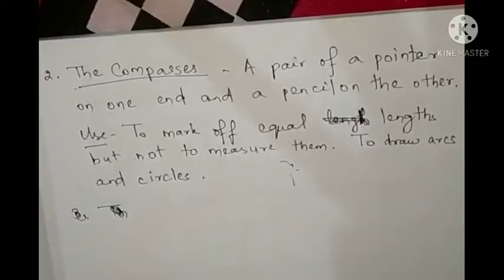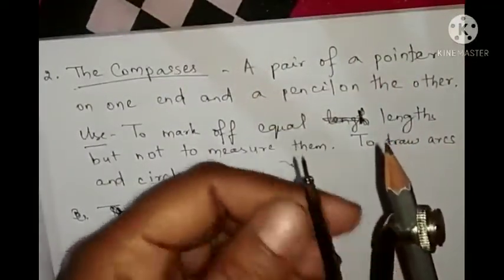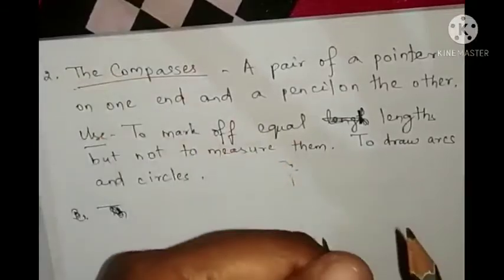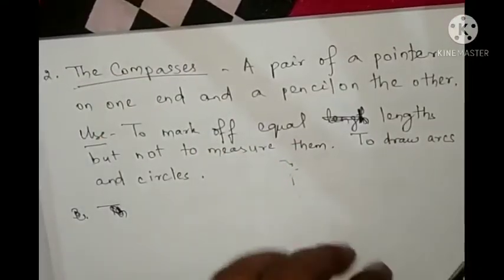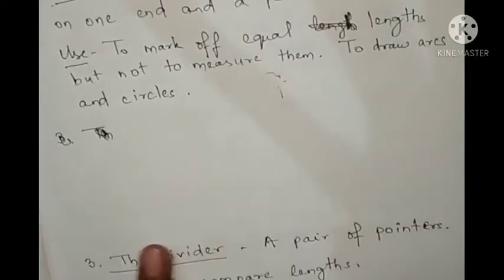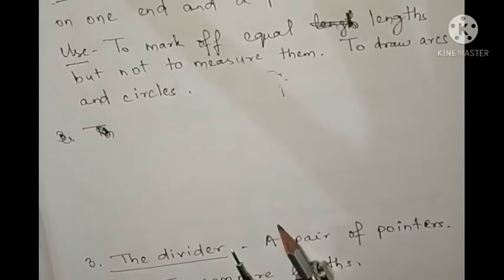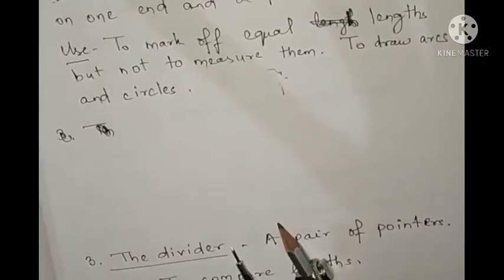So here we have a pencil on one side and on the other end what do we have? We have a pointer. To mark off equal lengths. Okay. Not to measure them. How can we mark equal lengths? So if I draw a line like this.